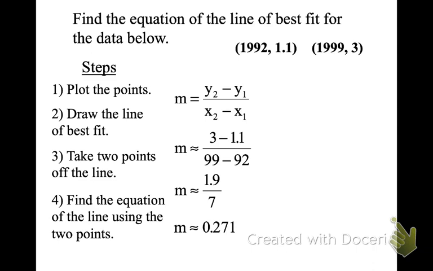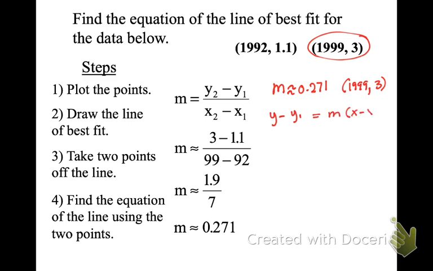Now, what do I do with the m? David? You put it in slope-intercept. We can use slope-intercept, or we can use point slope. I personally like point slope, so I'm going to use 0.271. Now, I really should be using about. And I'm going to use this point, 1999, comma 3. And so I'm using my y minus y1 equals m times x minus x1.